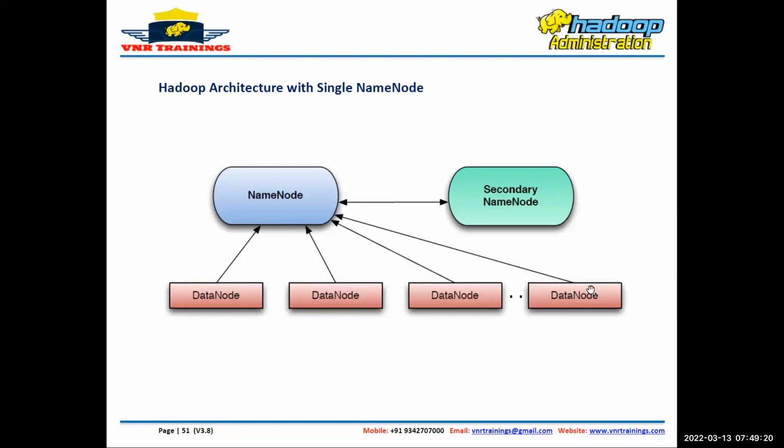Any questions? Yes, sir. Got it. So this is the Hadoop 1x architecture. In 1x architecture, we have only one name node, one secondary name node, and multiple data nodes. Now the question is: what if the name node is down?